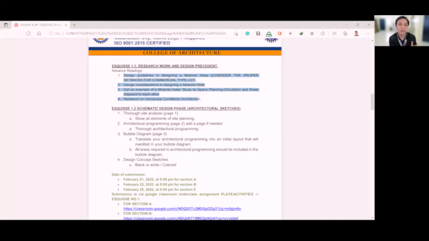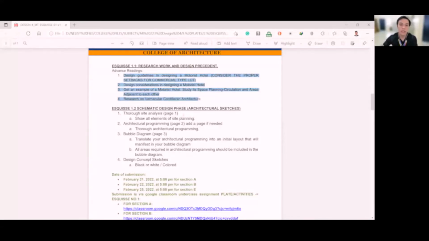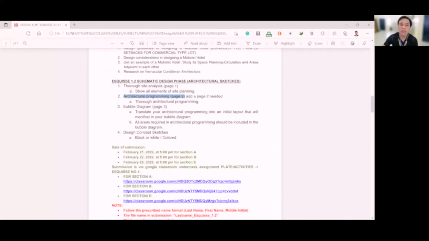Esquisse 1.2 schematic design phase. So, or the concept board for short. So you have site analysis, page 1, architectural programming, page 2, or this could be interpreted into adjacency matrix, bubble diagram for page 3, and translate your architectural programming into an initial layout. Okay? So, yan, alam niyo na ito gawin.